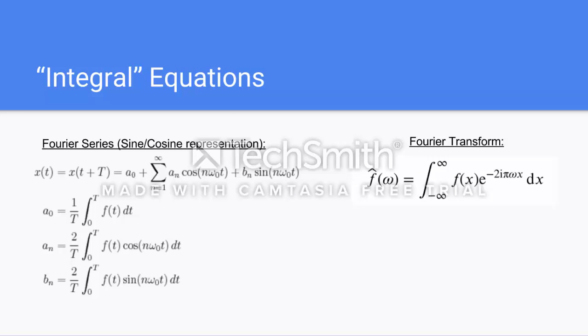Here are the integral equations that represent both the Fourier series and the Fourier transform. The first one is in its sine and cosine representation, where we see an a0 coefficient and then both the an and bn coefficients, which are essential towards finding our approximation. And in the Fourier transform, we see the integral over all points of a certain function multiplied by a special e term.